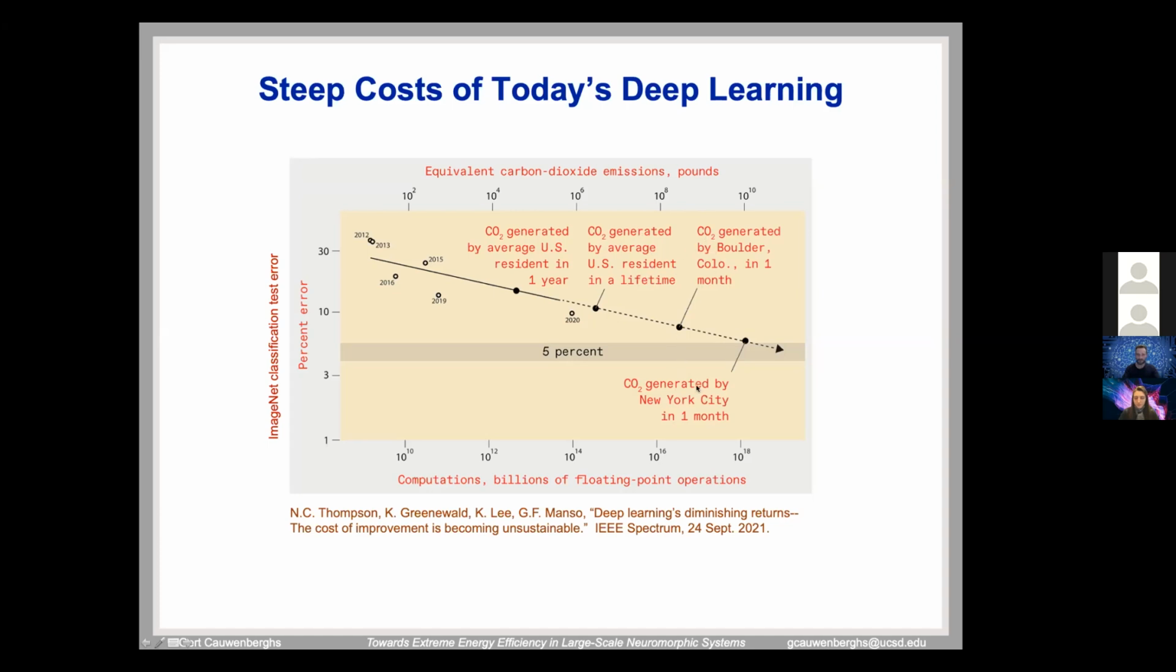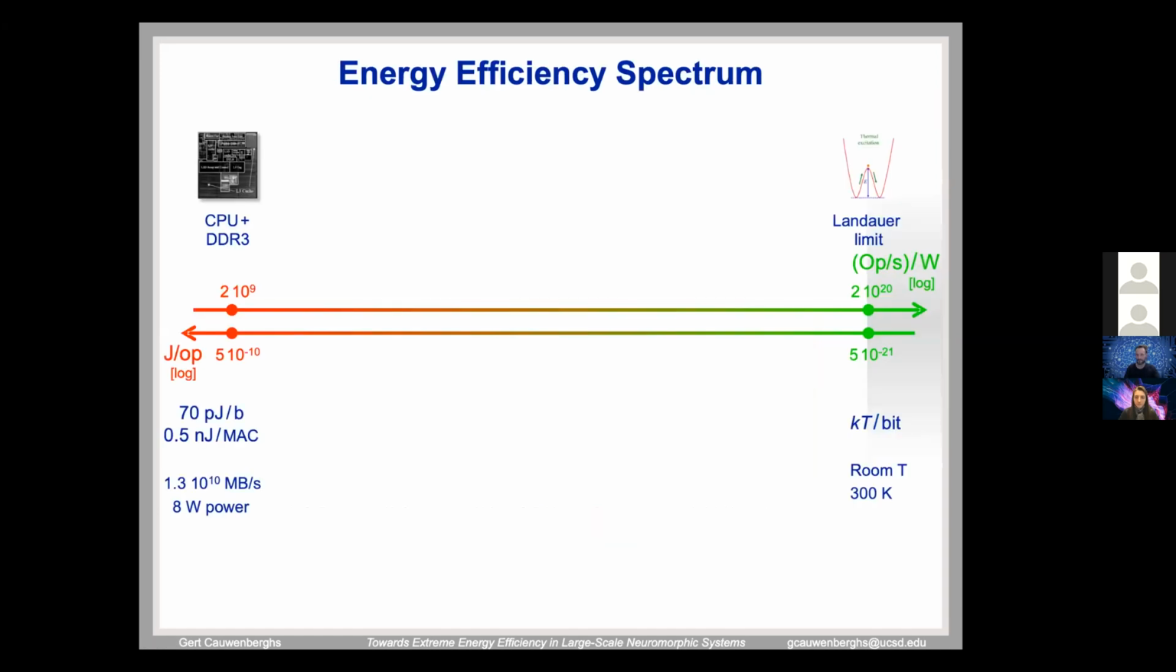I mean, just massive. So for 10 to the 18 would be the entire consumption of New York City for 1 month. There's a very nice article in IEEE Spectrum that highlights this. Okay, so clearly we can do much better than that. And so let's compare and contrast what we have on both ends.